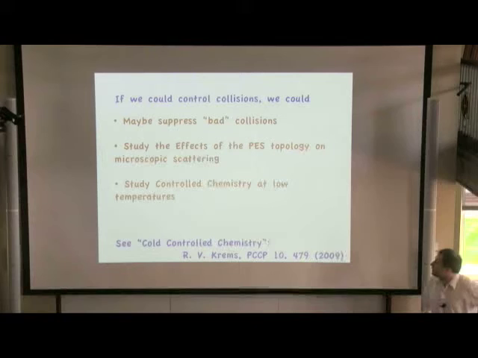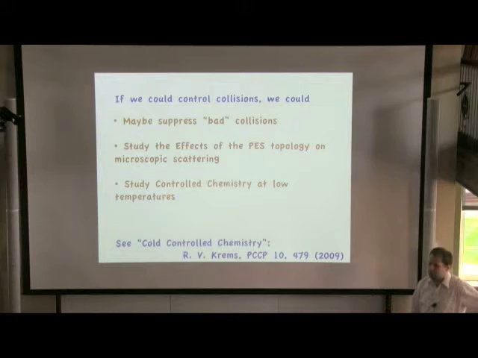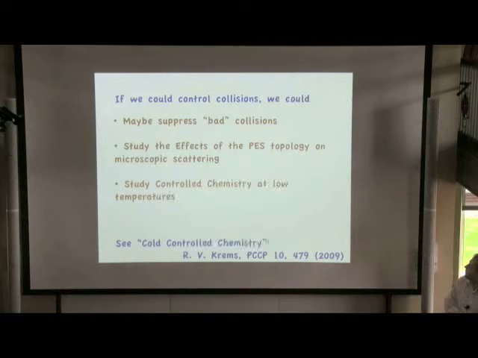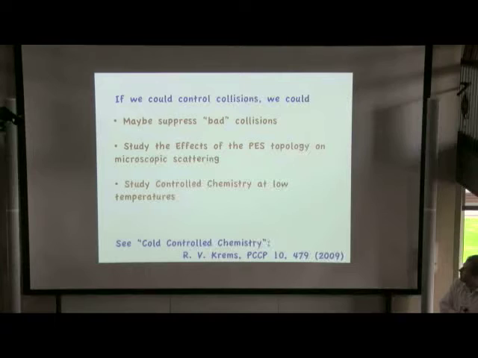So if you think about the actual physical applications of external field control of molecular collisions, we could list a few. The most obvious one would be to seek ways of suppressing the bad collisions in experiments like John Doyle's, right? If we could suppress those inelastic losses that lead to trap losses, that would of course be great for people like John Doyle. And we actually wrote a couple of papers proposing how to do that.